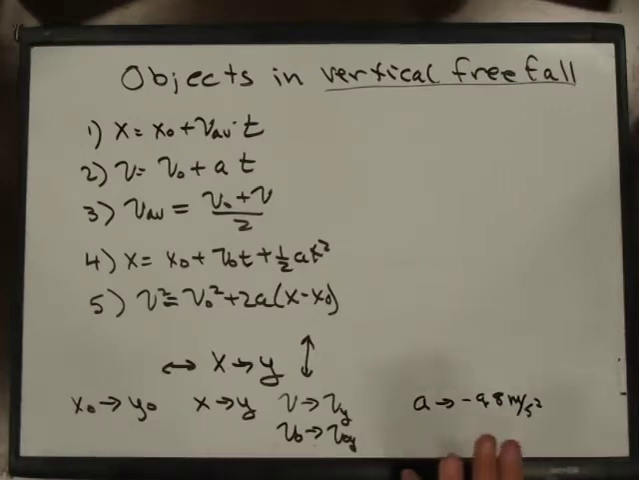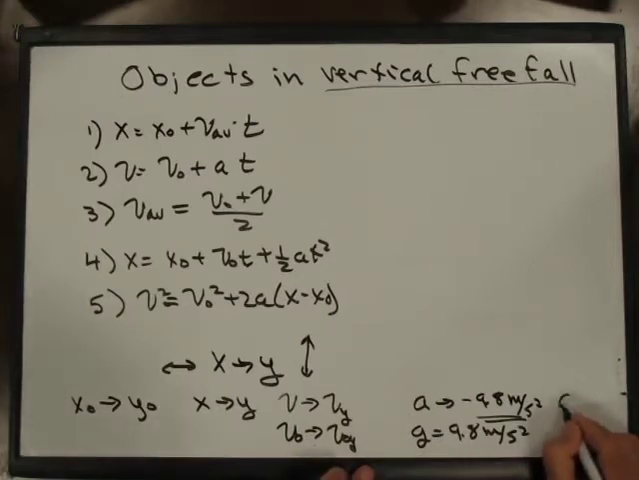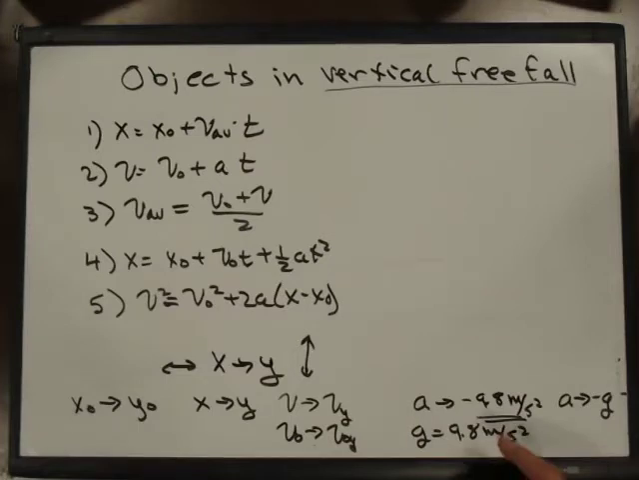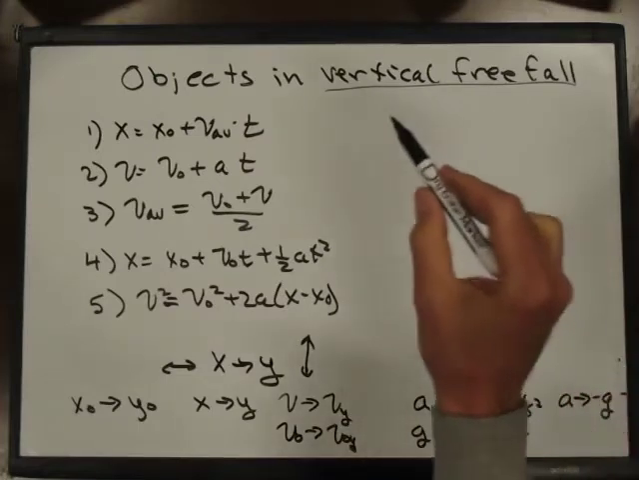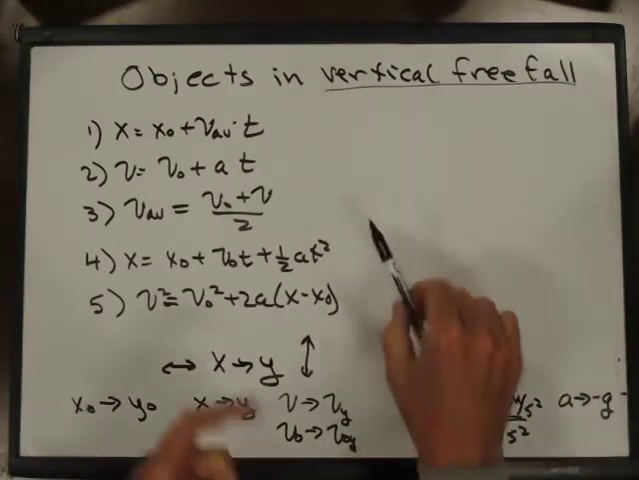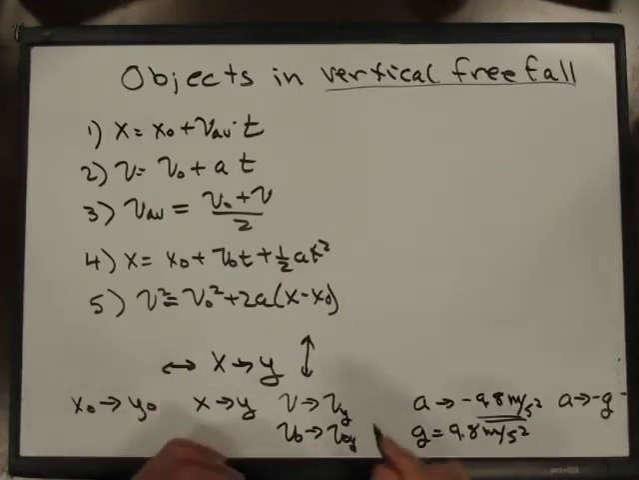And so this is just things that you drop or things that you throw. The only acceleration we'll have for our vertical motion is this, and we define g as 9.8 meters per second squared. And so a becomes minus g, because objects accelerate when you drop them at 9.8 meters per second squared. And we'll talk about that more as we go.